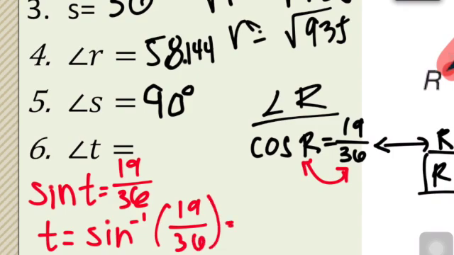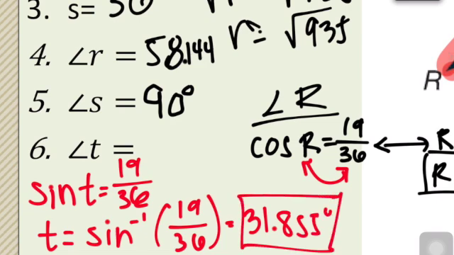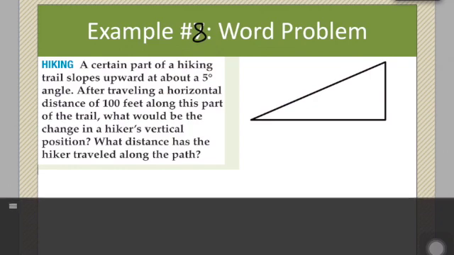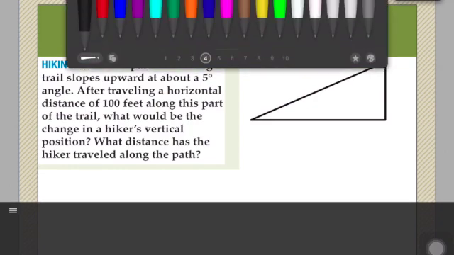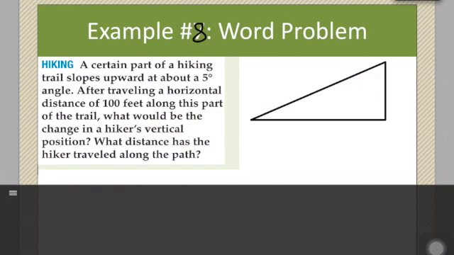Plug that into the calculator. And then that's going to give me 31.855 degrees. There's our right triangle. And let's see, what could we put here?